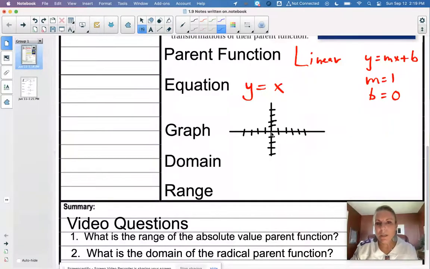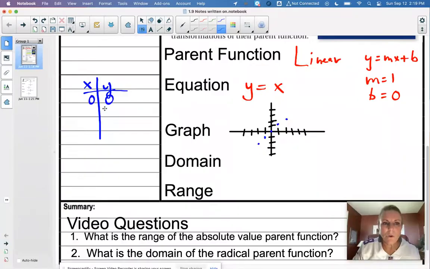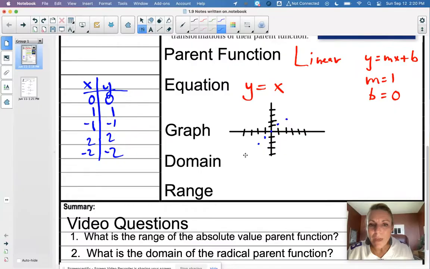So graphing that is going to be 1, 1, 2, 2, 0, 0, -1, -1. I'm just making up these points. -2, -2. If you're confused, it's just like we're making a table. If x is 0, y is 0. If x is 1, y is 1. If x is -1, y is -1, and so forth. 2, 2, -2, -2. So then when we graph that, it's going to look like this. It's just a line that goes right through 0, 0, and that's what the graph of a linear function is.